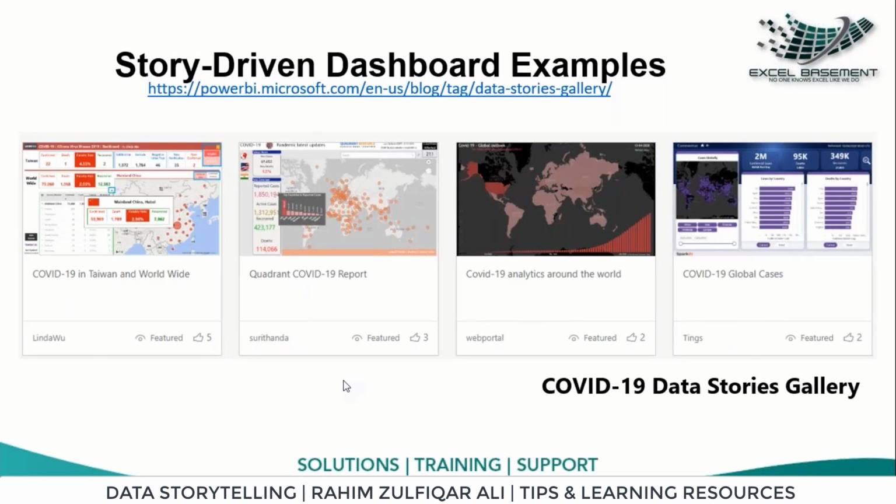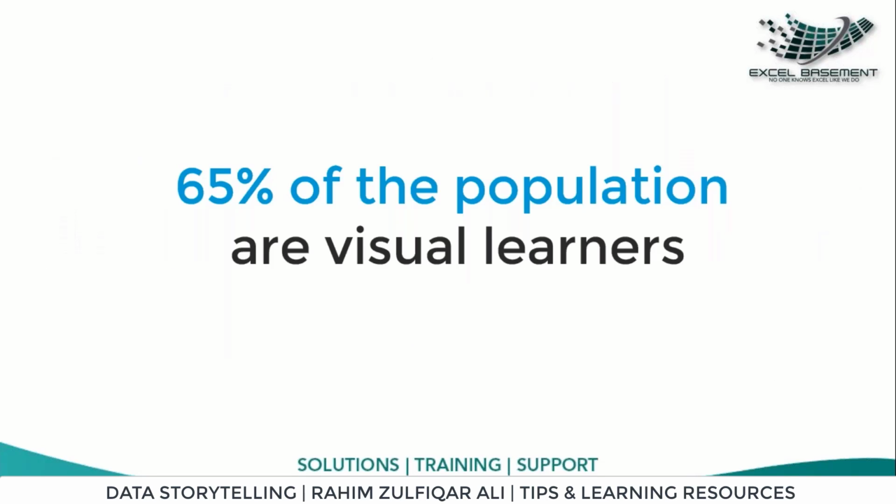Again, we have more examples of story driven dashboards, and these are not just showing the visuals, but also the message, the narrative as well. So it is said that 65% of the population are visual learners, and this is very right. I think more than 65% of the population are visual learners, because we can observe that we generally learn through images. We can't quickly learn from text every time. We learn through images, we learn through stories, right?